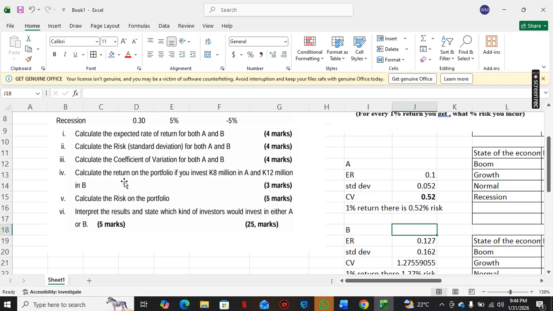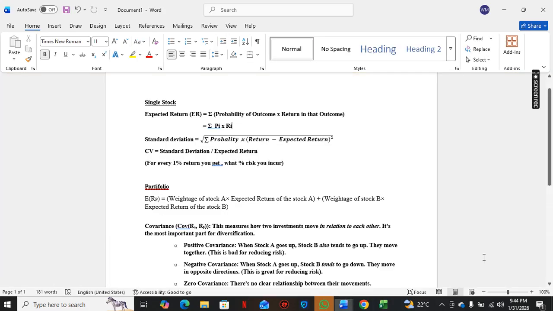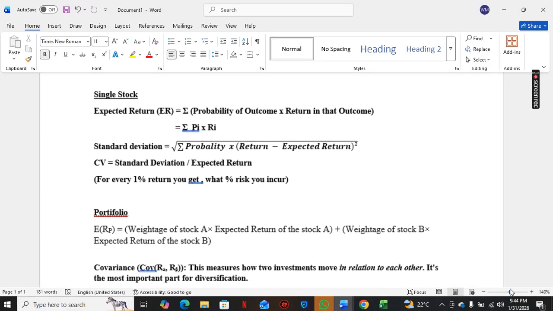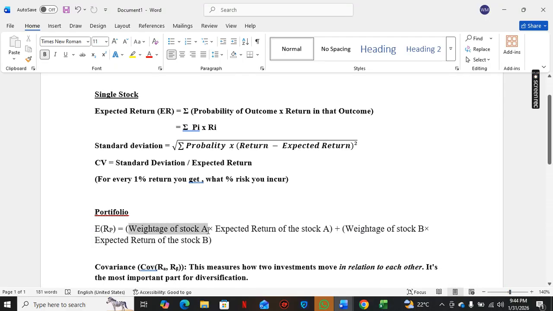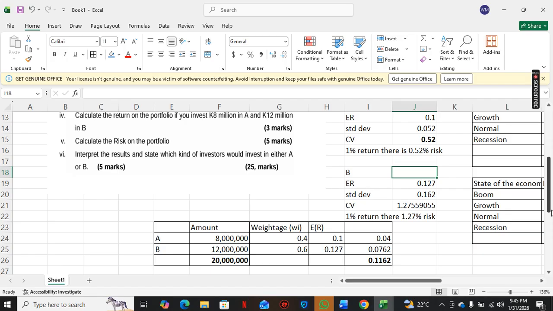Yes. So now let's say calculate the return on the portfolio if you invest 8 million in A and 12 million in B. Okay? So this is how you get the expected return for a portfolio. The weightage of stock A multiplied by the expected return of stock A plus the weightage of stock B multiplied by the expected return of stock B. Weightages are just saying out of the total money we've invested, how much have we invested in A and B? That's what the weightage is telling us.